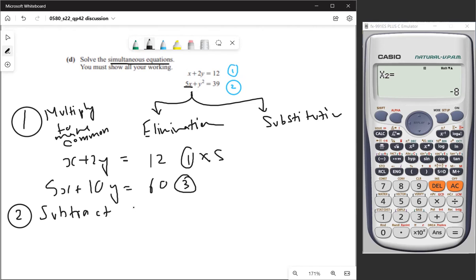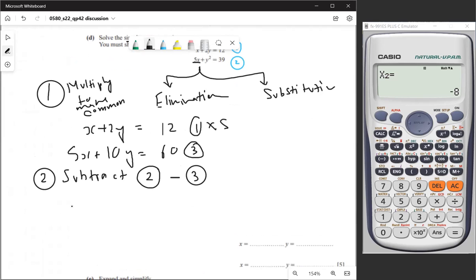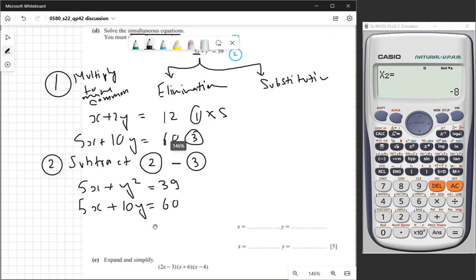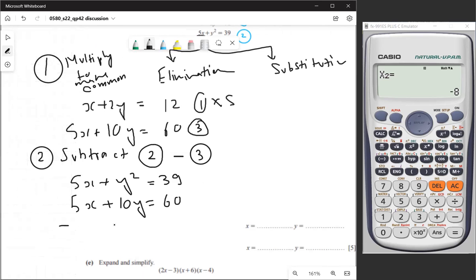Subtract, let's say 2 minus 3. So equation 2 is what? Read equation 2. Equation 2 is 5x plus y squared equals 39. Now I'll take the third equation. Anas, read the third equation. We'll subtract the third equation from the second equation, right? The order does not matter. You can subtract 3 from 2 or 2 from 3. So we end up with 10y minus y squared equals 20.